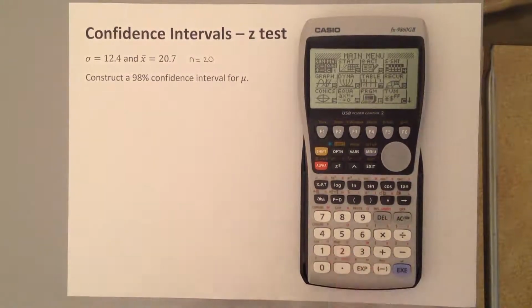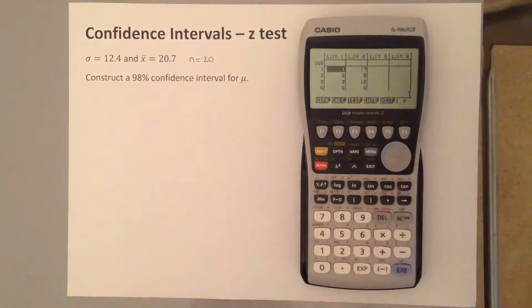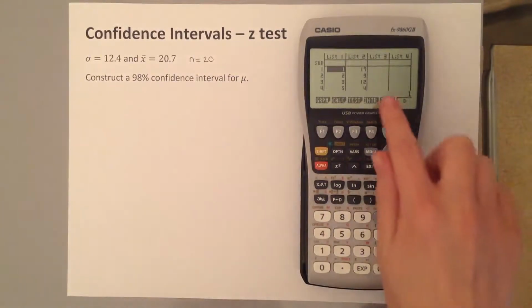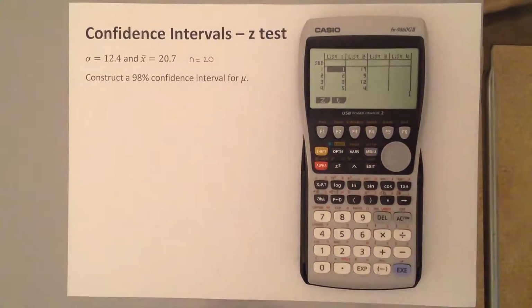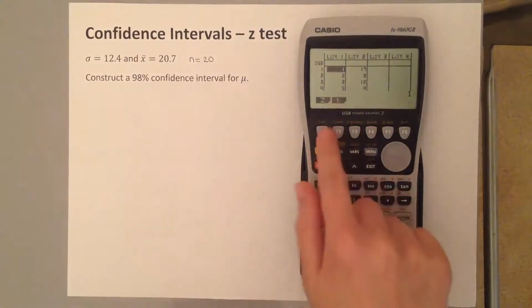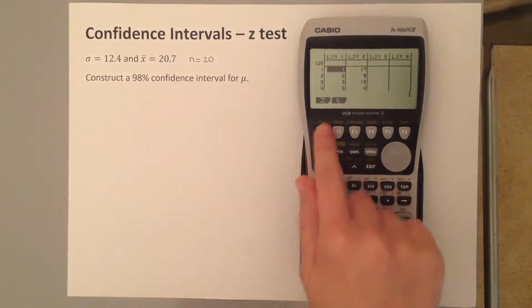We need to select the stats option. And across the bottom, you should see one of the options is interval. So this is actually F4 and it usually just says INTR. So if I select interval, in this case we want Z. If you're doing S1, you always want Z.